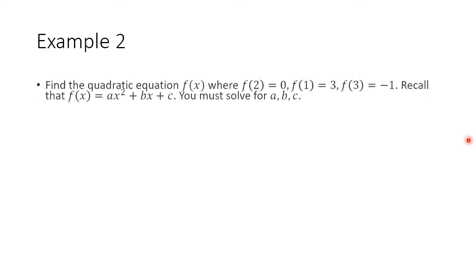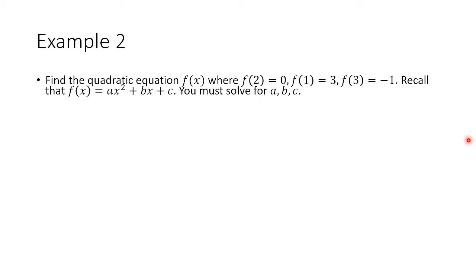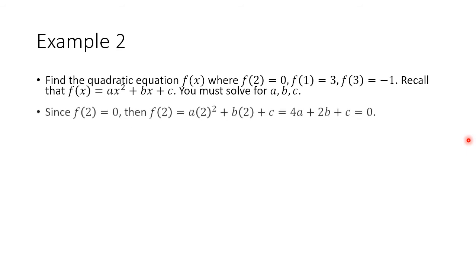Let us work another example of Gauss-Jordan elimination. In this problem, my job is to find the quadratic equation f of x, where f of 2 equals 0, f of 1 equals 3, and f of 3 equals -1. Another way of writing that is to find the quadratic equation that passes through the points (2, 0), (1, 3), and (3, -1). The problem also reminds you that a quadratic equation looks like ax squared plus bx plus c, and our job here is to solve for a, b, and c.